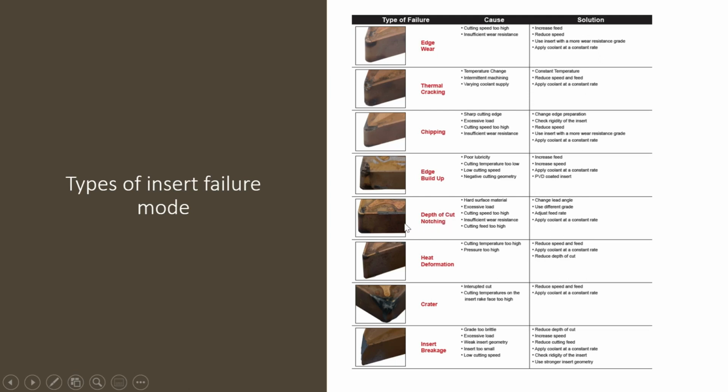Depth of cut notching. Here you can observe this is a failure. This occurs due to a higher depth of cut. Higher depth of cut means excessive load is provided on the insert and there is insufficient wear resistance. Also, if the cutting speed is too high, meaning you are providing a constant higher load while machining, then that may lead to depth of cut notching. So avoid this situation in order to eliminate this failure.